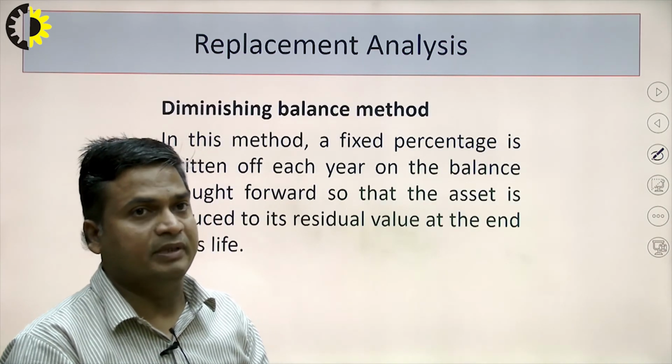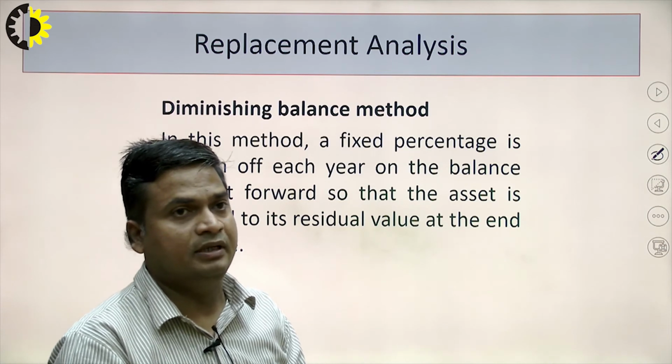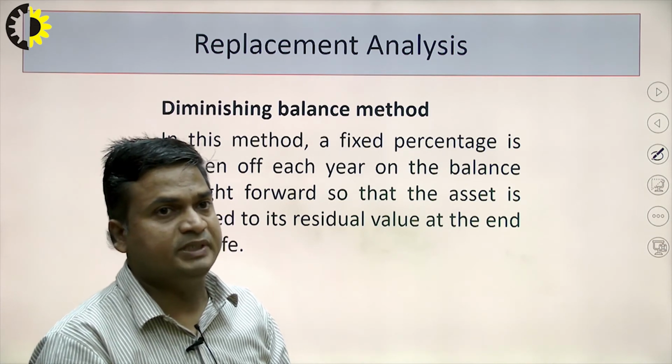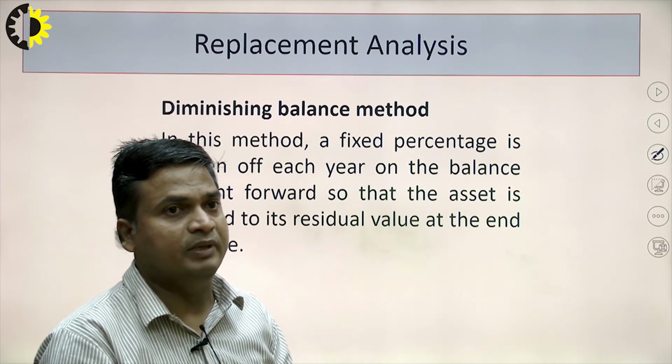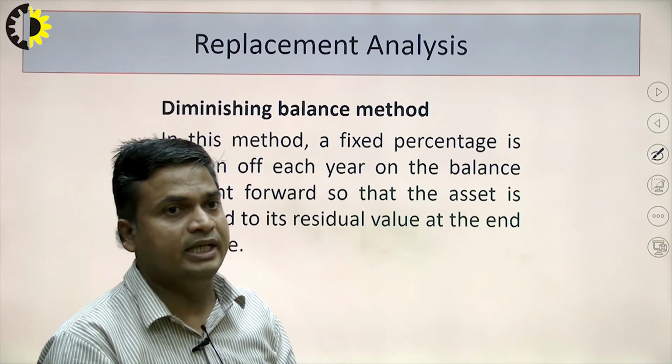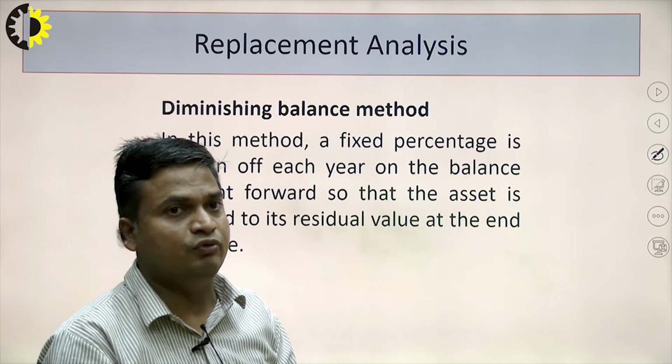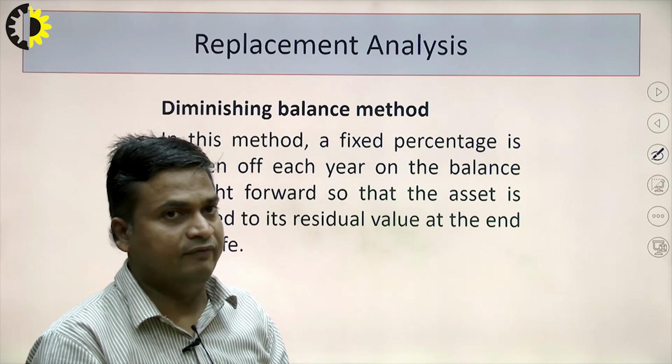Now, this is the second method, the diminishing balance method. In this method, a fixed percentage is written off each year on the balance brought forward, so that the asset is reduced to its residual value at the end of its life.